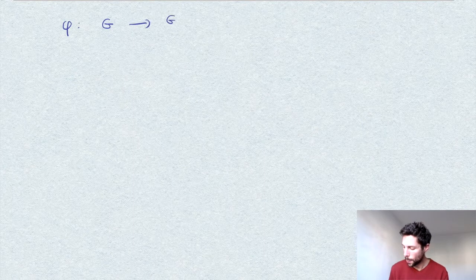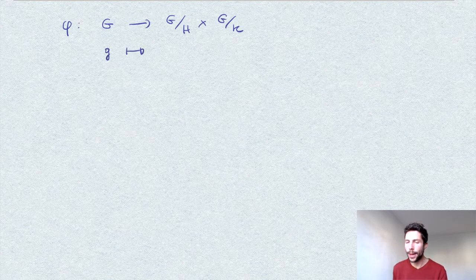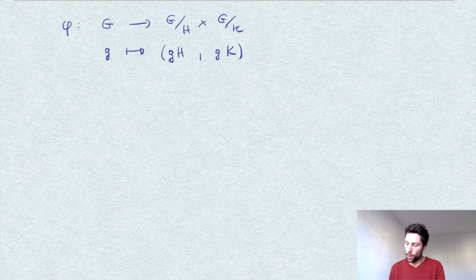We have an obvious choice for phi by defining the map that associates to an element g the pair of cosets whose equivalence class is determined by g, namely gH and gK. By way of preference, I prefer always to work with left cosets, but of course we could also do the same reasoning with right cosets.